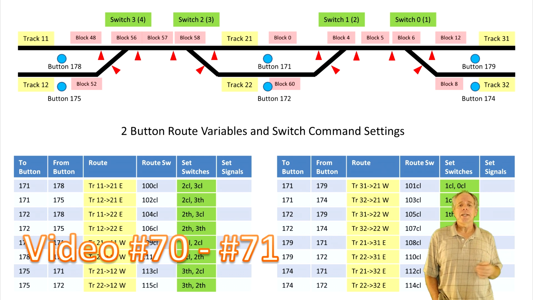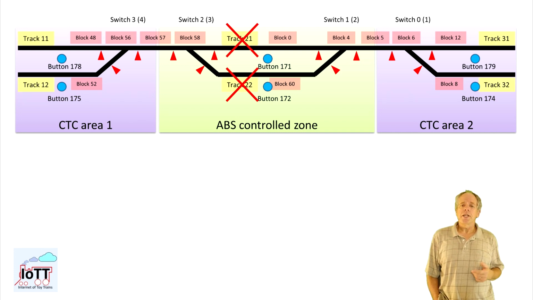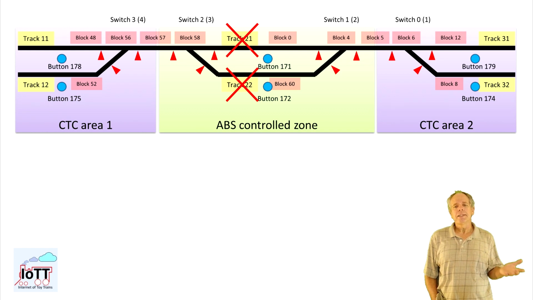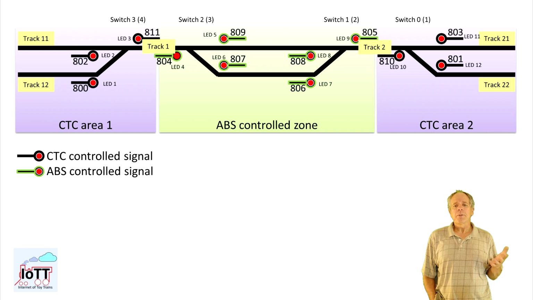Now I am changing that concept to make the middle section an autonomous ABS zone with a siding. A concept that is found quite frequently in the prototype world as well as on model railroad layouts. The first thing to change is the route system, as the tracks in the ABS zone are no longer part of the CTC routes. For that purpose I introduce two new route terminal points labeled track 1 and track 2, which are located at the interfaces between CTC and ABS zones.